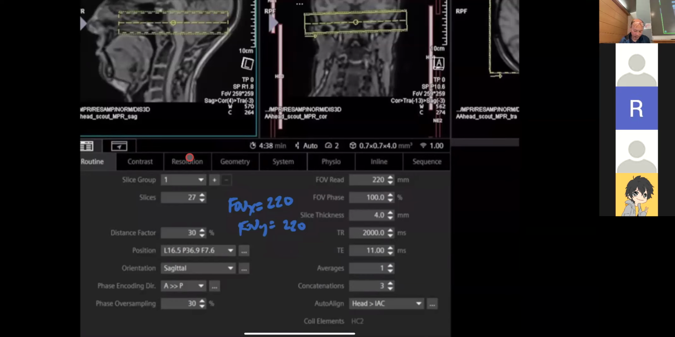Yeah, in this case, the field of view phase, you see it's percent, right? It's just how large is the field of view phase with respect to the field of view read. So basically, I'm given the field of view, this is the field of view X, right? So I know that's 220. And the field of view Y is just 100% of that. So it's the same in this case.